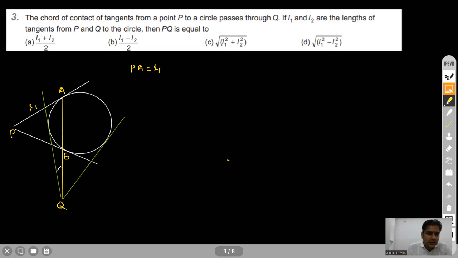And for the tangents from Q, let me take this as point C and this as point D, where these tangents are touching the circle. So PA is given to be L1 and this QC is given to be L2, right? This is what is given, and we need to find the length of PQ. This is not known to us.